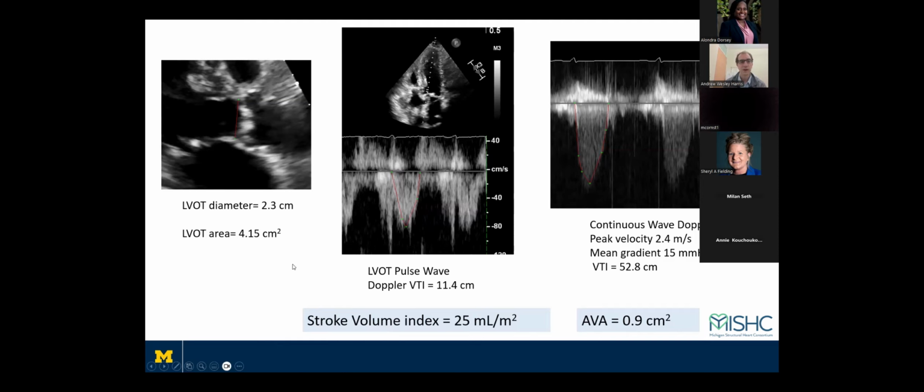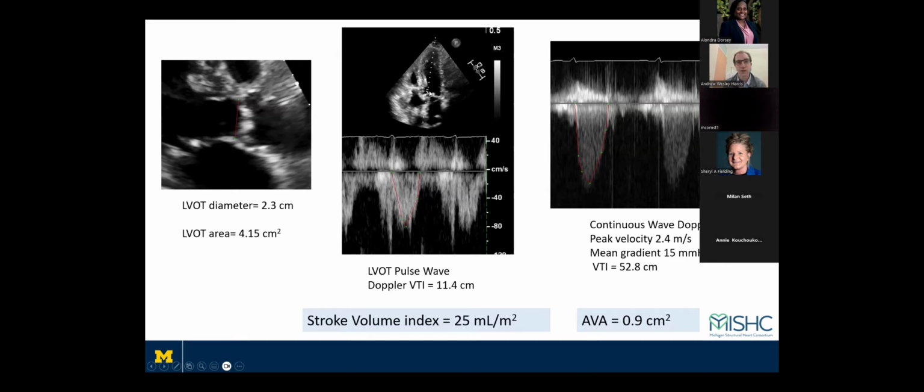To calculate the aortic valve area, we measured the left ventricular outflow tract diameter as shown here. We really want to make sure that we are fully opening up that area because it's easy to underestimate this. But with this diameter, we can get an area of about 4.2 centimeters squared. We can use pulse wave Doppler, which is measuring the velocity of blood flow at the specific point below the aortic valve here.